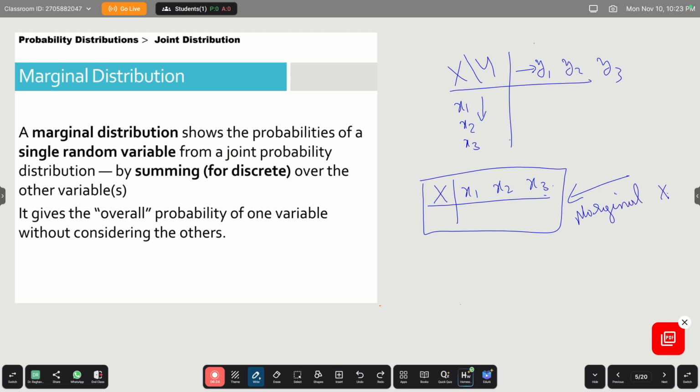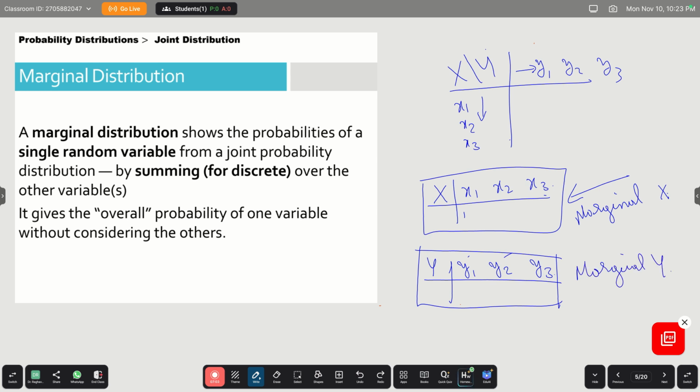Okay. Similarly, if we are interested in finding the probability distribution of y, ignoring the x values, whatever may be the values of x, whatever the probabilities that x takes a particular value, we are just interested in finding the probability that y has a particular value. This is called the marginal distribution of y.